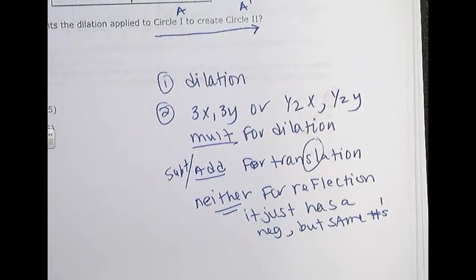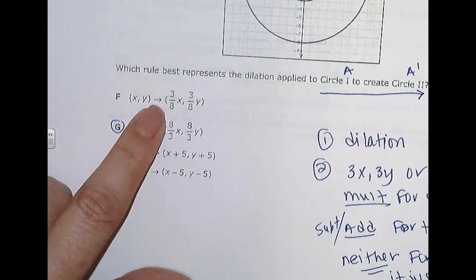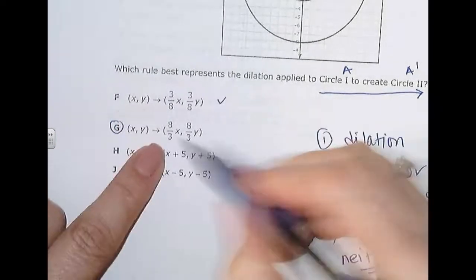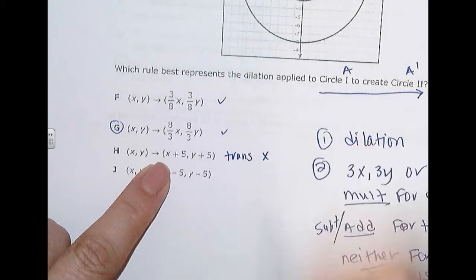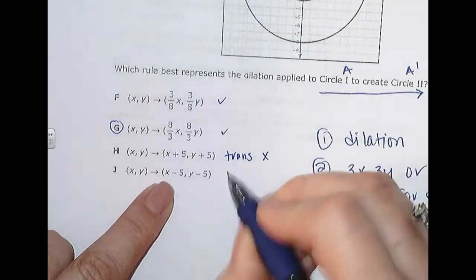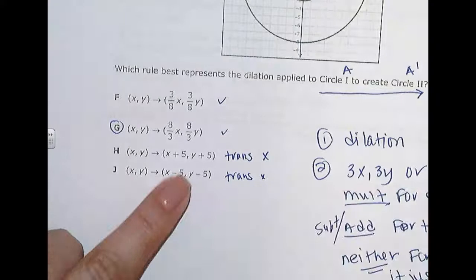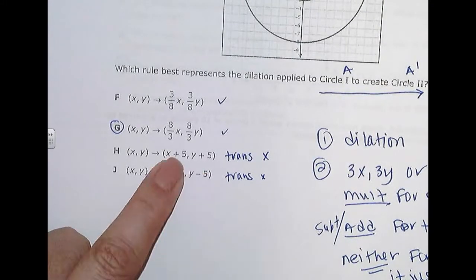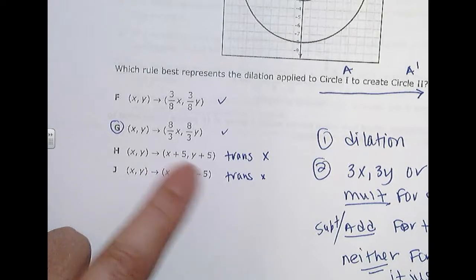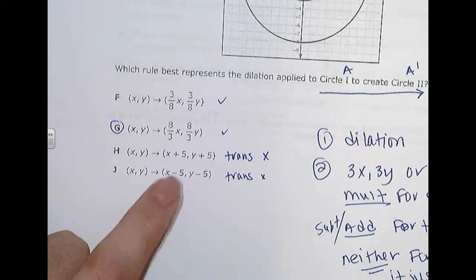Now let's go over here and look. I see multiplication. That'll work. At least not dumb. That one'll work. Adding, that's translation. No. And that's still translation. No. Because you're going down and then you're going left for this one. This one would be going up. Excuse me, this one would be going right and then up. And that one was going left, down.